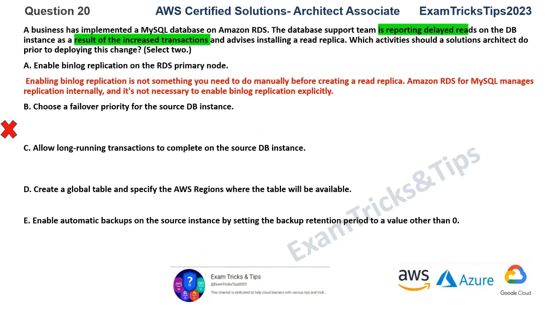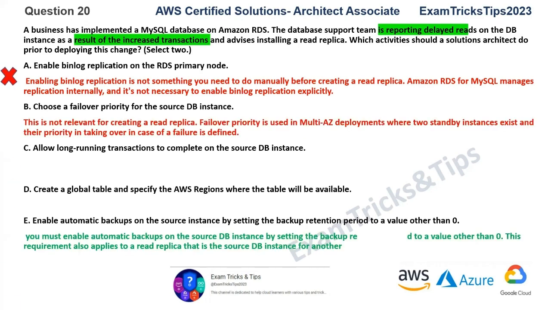The next one, option B says choose a failover priority for the source DB instance. Now, this is not relevant for creating a read replica. Failover priority is used for reliability, which is used in multi-AZ deployment, where two standby instances exist and their priority in taking over in case of failure is defined. So this particular aspect is for reliability, and it's nothing to do with this particular scenario where we are trying to create a read replica for improved read operations. So this option is ruled out for that reason.